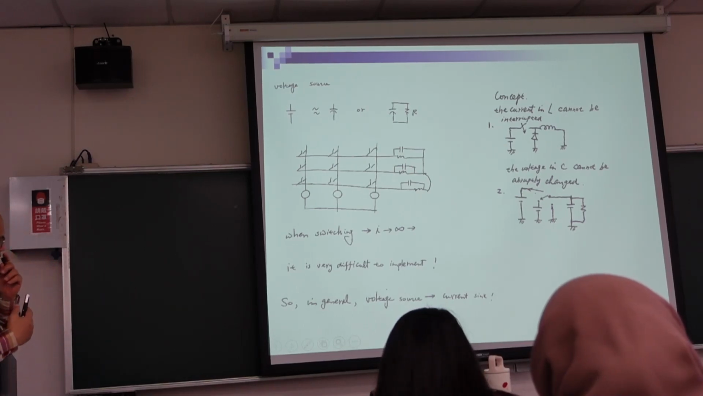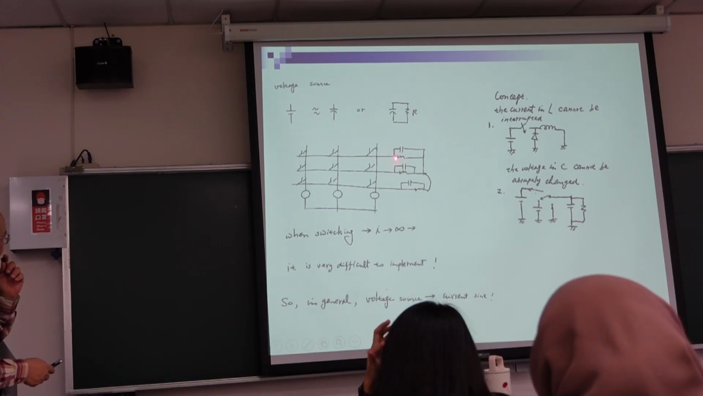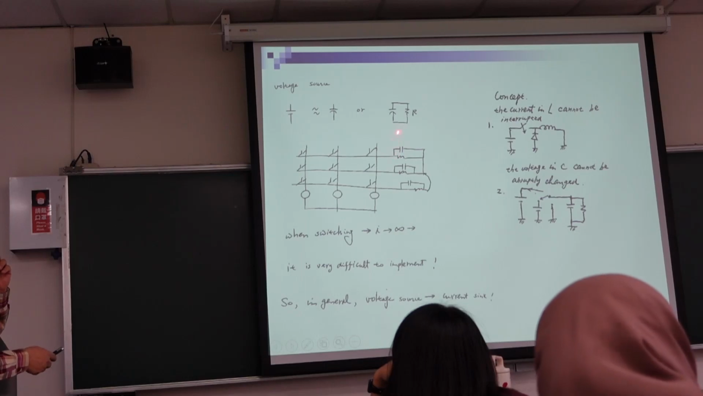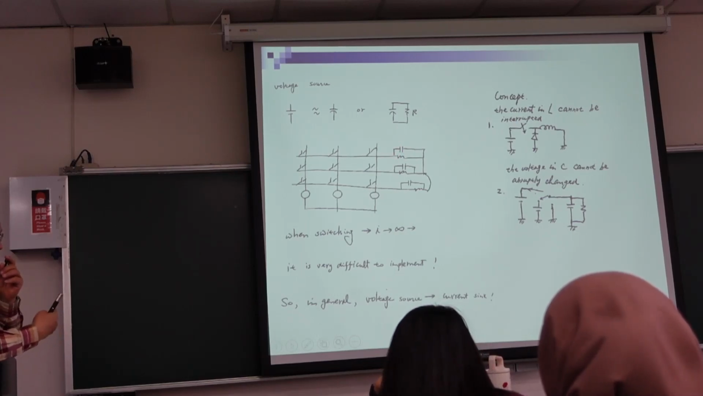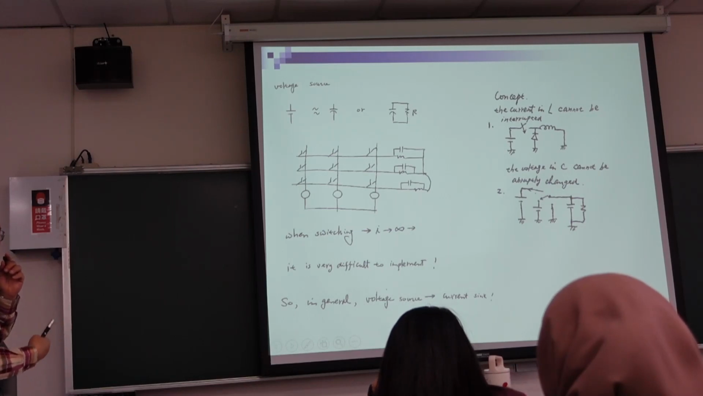So if you need an output voltage, what do you need? You need a pure sinusoidal output voltage. Then you need a capacitor here to do the filtering to get the pure sinusoidal output.